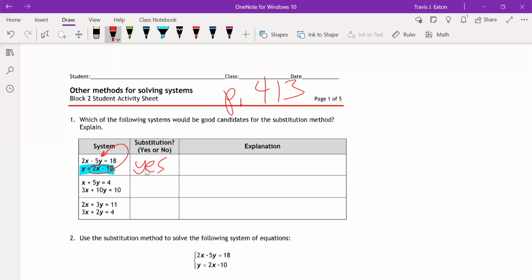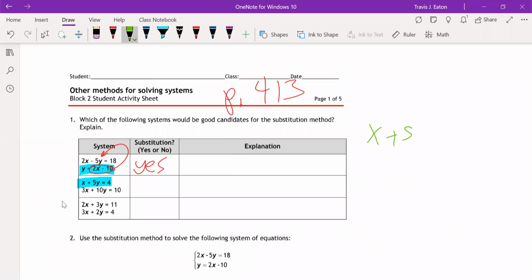Okay. Now, let's take a look at this next one. The next one says x plus 5y equals 4 and 3x plus 10y equals 10. Is this a good candidate for solving with substitution? Well, actually it is, because if we take x plus 5y equals 4, we can solve that one really quite simply in terms of x. So let me show you real quick.